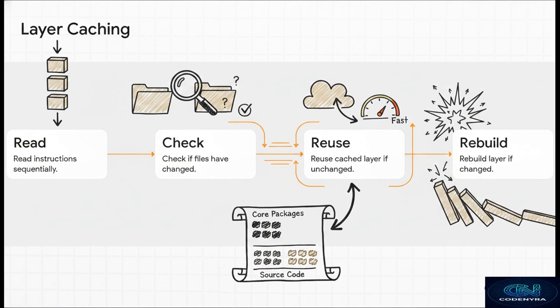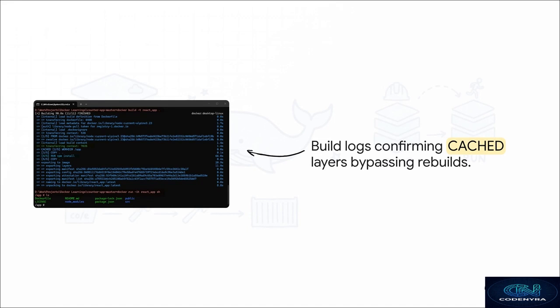That's why the structure of your blueprint absolutely matters. Put your rarely changing instructions, like core packages, at the very top, and your frequently changing stuff, like your active source code, way down at the bottom. Let's look at what this actually looks like in practice. Check out this terminal output. What's really cool is you can literally see the CLI skipping over steps.